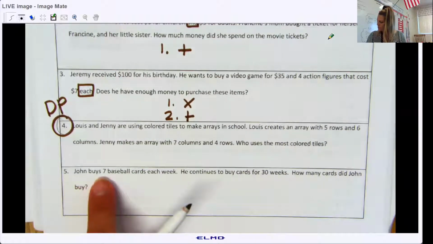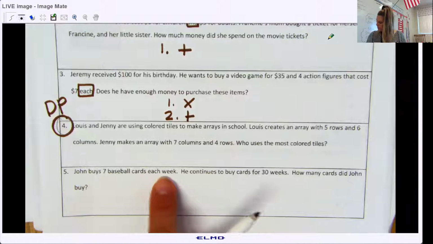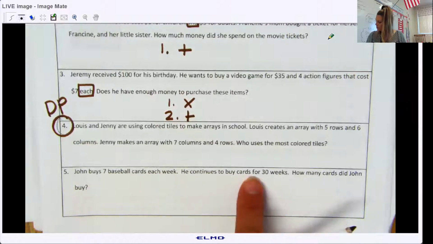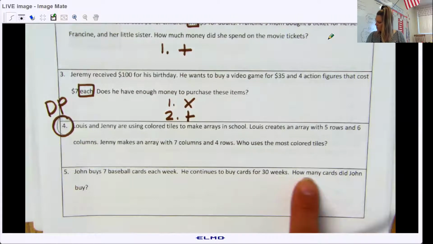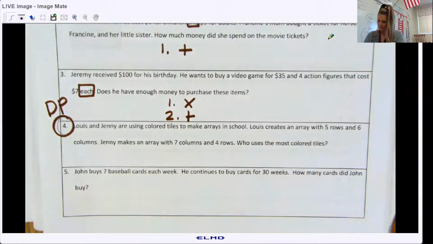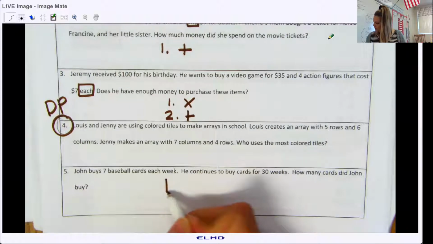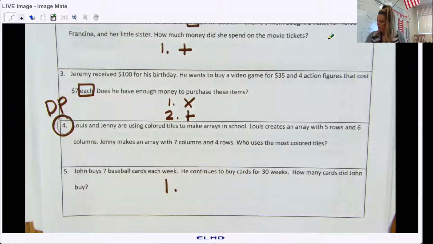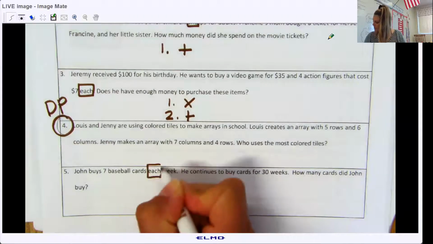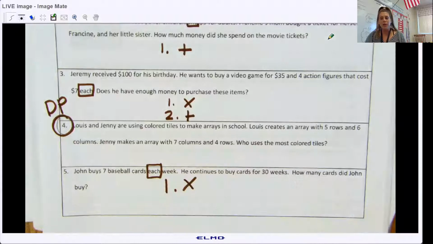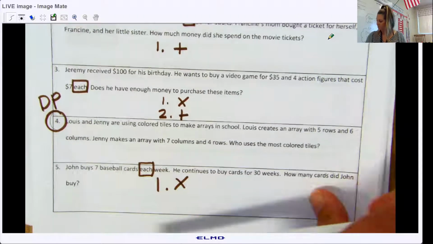John buys 7 baseball cards each week. He continues to buy cards for 30 weeks. How many cards did John buy? How many steps? 1, right? And what was that keyword that helped you? What operation are we going to use? Well, each jumps out at me, and we should all know each means multiplication.